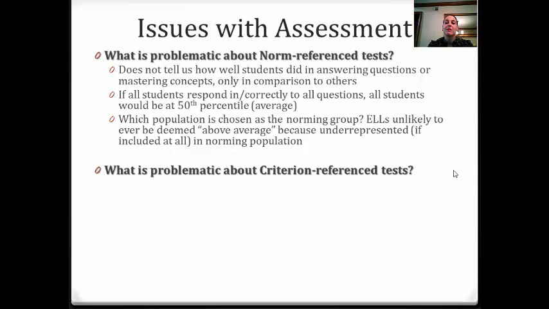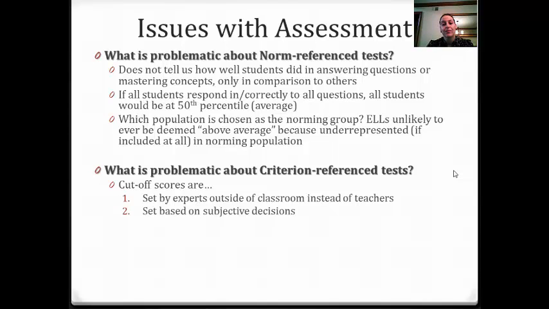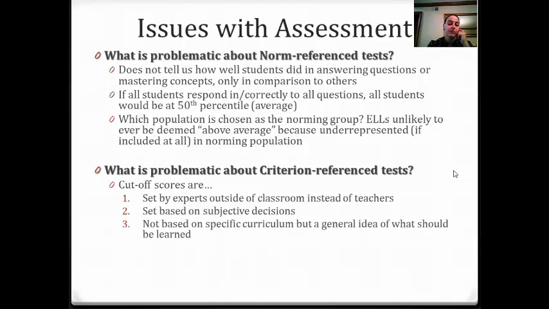Okay, so let's talk about problematic aspects of criterion reference tests. The cutoff scores that usually go hand in hand with the criterion reference tests are usually set by experts outside of the classroom instead of the teachers. It's also set based on subjective decisions, right? Not information or knowledge about what is going on, again, in the classroom. It's not based on a specific curriculum, but a general idea of what should be learned.